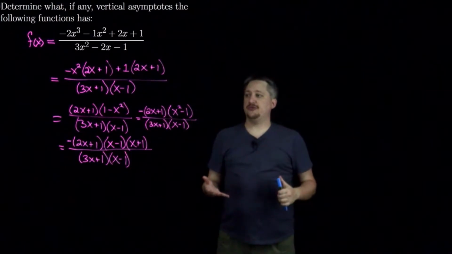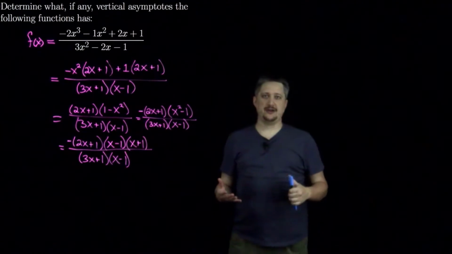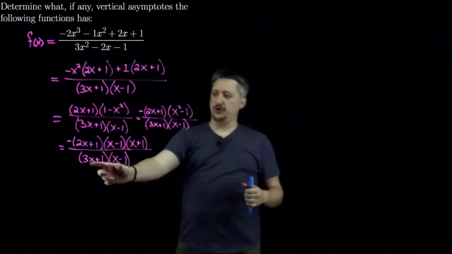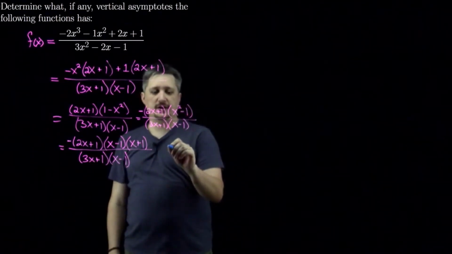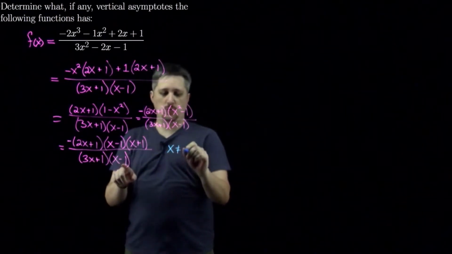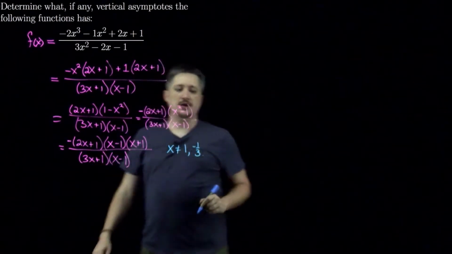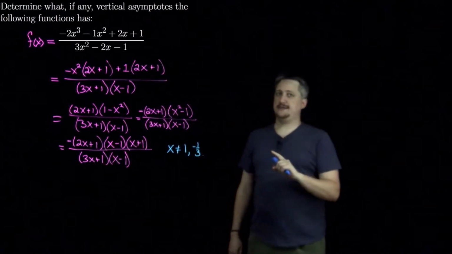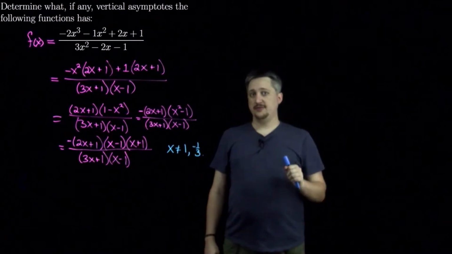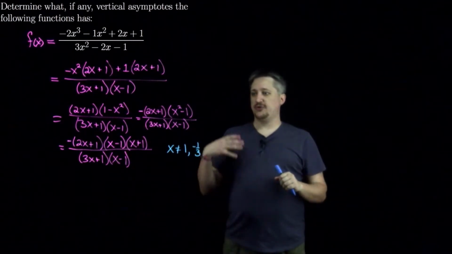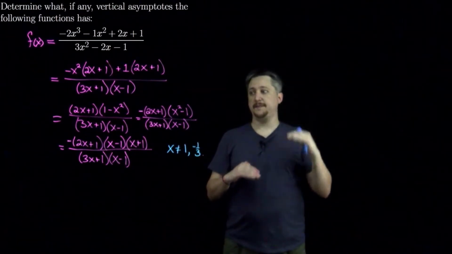So my next thought is to figure out where this thing has the domain restrictions, which is going to occur when the bottom is 0, which occurs when any factor is 0. So in particular, x cannot equal 1 or negative 1/3. So these are domain restrictions, not necessarily vertical asymptotes, right? To know that they're vertical asymptotes, what I need is that when I try to take a limit at one of these values, I'm going to get that non-zero over 0 form, right?